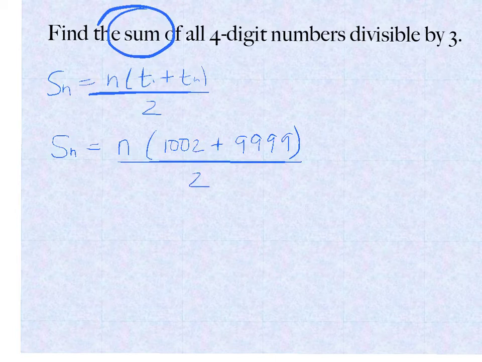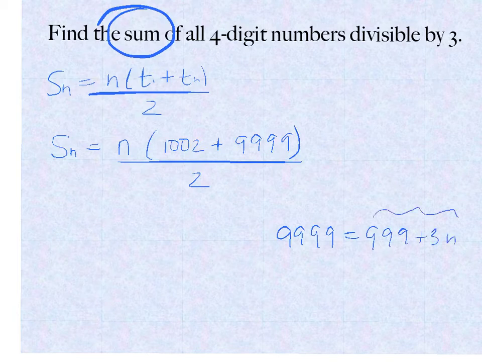In order to find that out, if I use the shortcut, I can set 9999 equal to 999 plus 3n. So this here is the formula for 4-digit numbers divisible by 3. That's the explicit formula that will allow you to find that. That gives us that n equals 3,000. So again, I can erase this n now because I now know what it is and put in that that's 3,000.